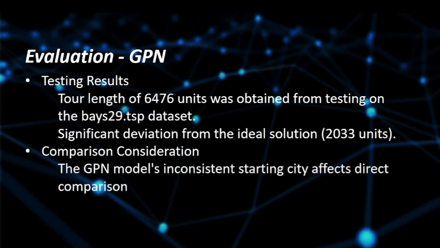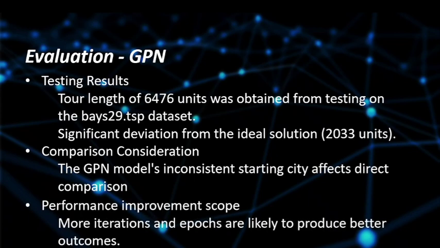Comparison consideration. The GPN model's inconsistent starting city affects direct comparison, as in the optimal solution for this base29 TSP dataset, the index of the starting city is always 0. However, in the output which the GPN model gave, the starting city index is not the same. Hence, this cannot be a fair comparison, because in order to compare the tour length, it is better if the index of the starting city is the same.